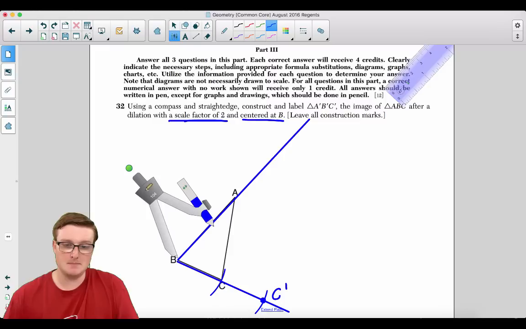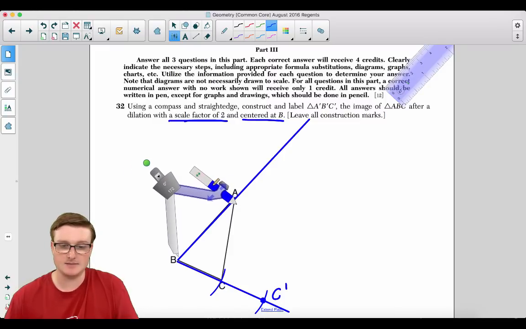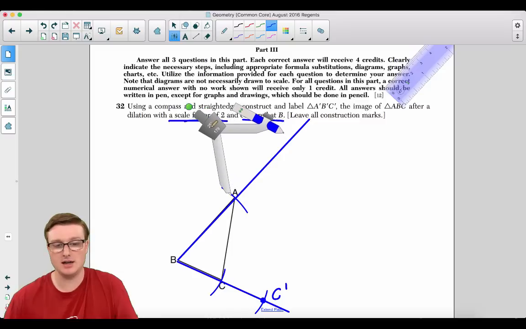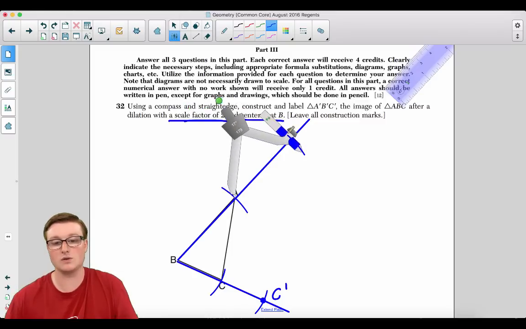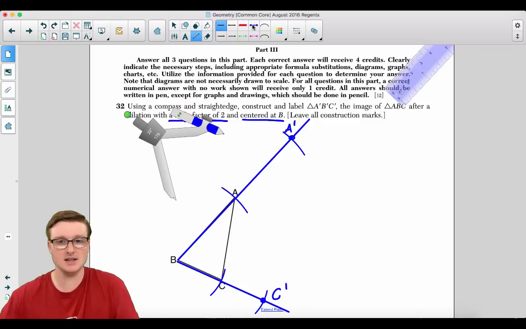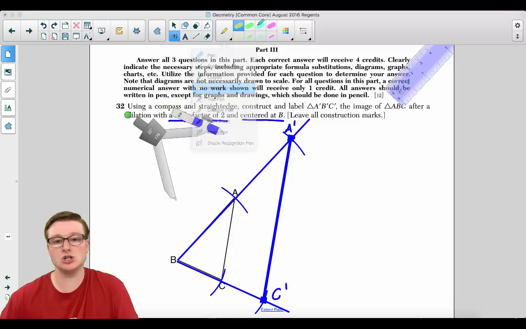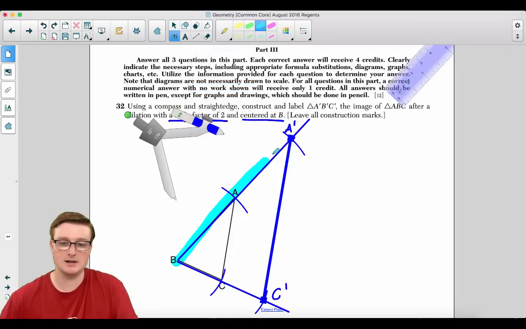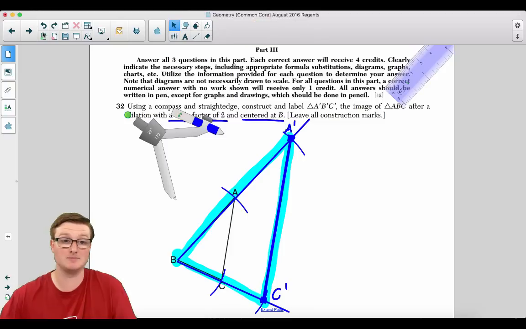Now I'm going to go back to B and do it again at A. All right? You are going to then draw your tick mark, and then you're going to repeat the process over here. Okay? This point over here is now A prime. So now all that you do is you just simply connect point A prime to point C prime, and that, ladies and gentlemen, you just constructed your bigger triangle, which is triangle A prime, B prime, C prime.